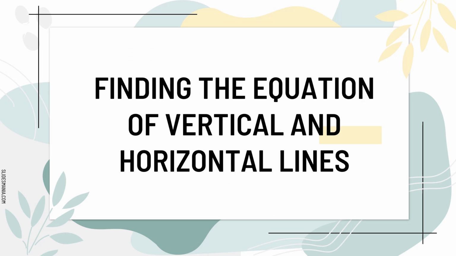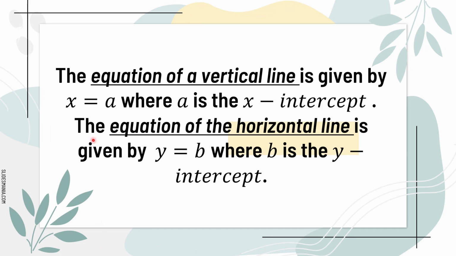Finding the equation of vertical and horizontal lines. The equation of a vertical line is given by x is equal to a, where a is the x-intercept. So here, your vertical line, again, the equation for this is x is equal to a. Why, miss? Because even if the value of your y changes, the value of your x is still the same. Where a is the x-intercept. Okay, so the x-intercept again is the value of your x when your y is equal to 0. Okay, this is your x-intercept.